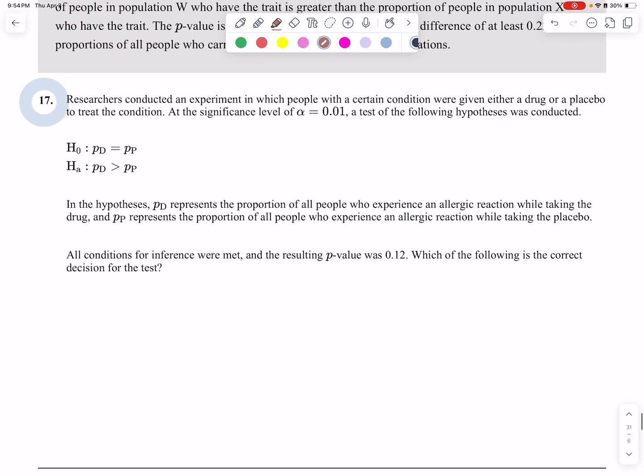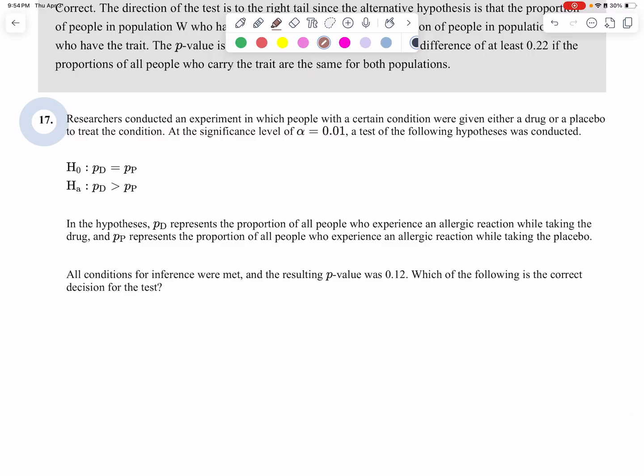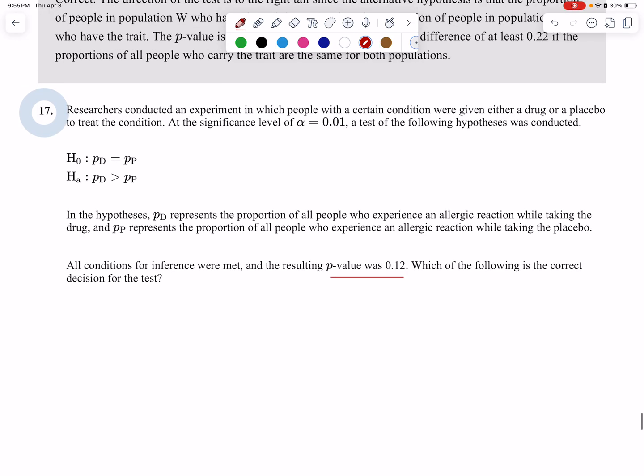Oh, no, but there's one more. All conditions for inference are met, resulting in a p-value of 0.12. Which of the following is the correct decision for the test? Okay, alpha is 0.01, so we know the p-value is 0.12, which is greater than 0.01, so we fail to reject H0.